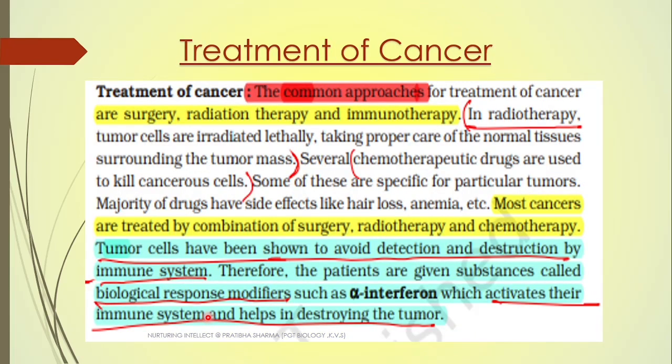Coming to treatment of cancer, how it is treated. So there are some common approaches like surgery, radiation therapy, and immunotherapy. In radiation, the tumor cells are irradiated with radiation, okay, so that kills the cancerous cells and doesn't harm the normal cells. In the same way, in chemotherapy, chemotherapeutic drugs, the chemicals are injected in the body and that kills the cancerous cells. In most of the cancers, a combination of these therapies is used like surgery.